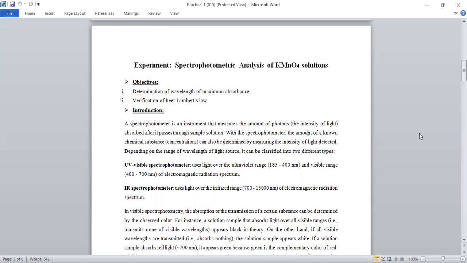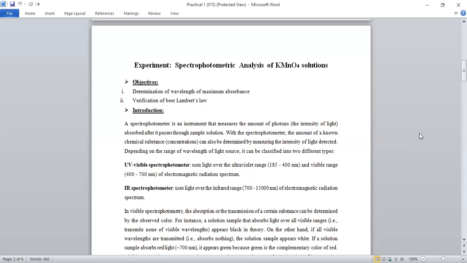UV visible spectrometer uses light over the ultraviolet range 185 to 400 nanometer and visible range 400 to 700 nanometer of the electromagnetic radiation spectrum. IR spectrometer uses light over the infrared range 700 to 15,000 nanometer of the electromagnetic radiation spectrum.